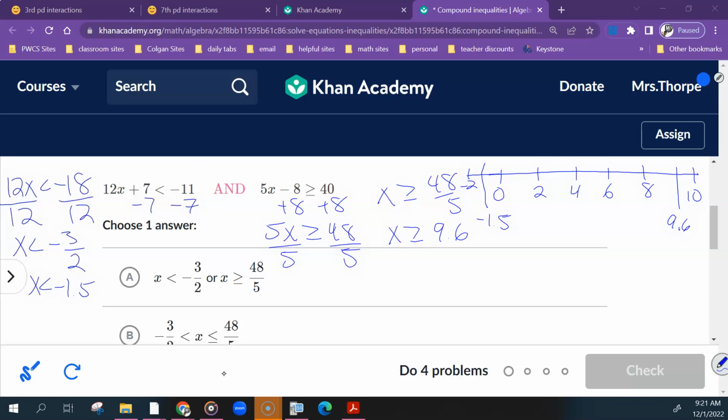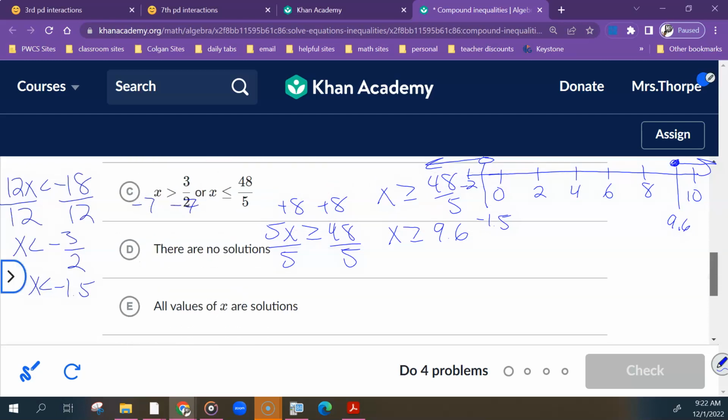So this says x is less than negative 1.5. So open circle going to the left. X is greater than or equal to 9.6. Closed circle going to the right. Do these overlap? No. So then the answer would be there are no solutions.